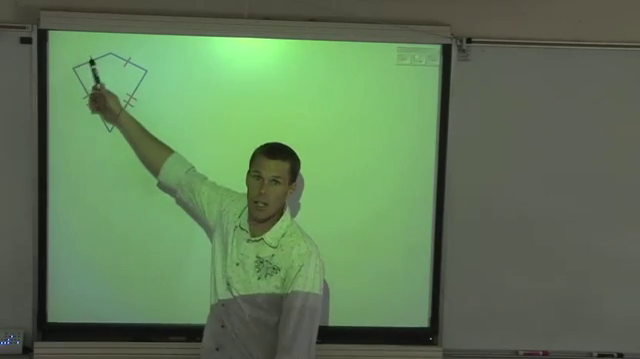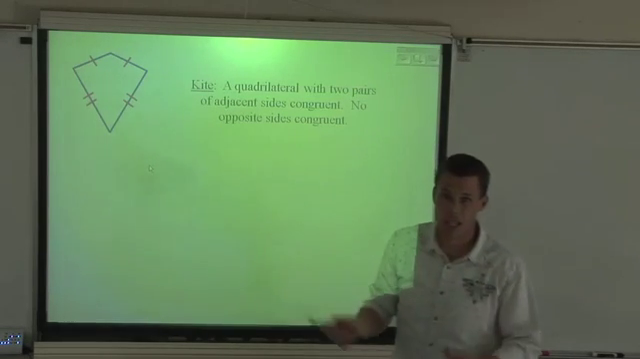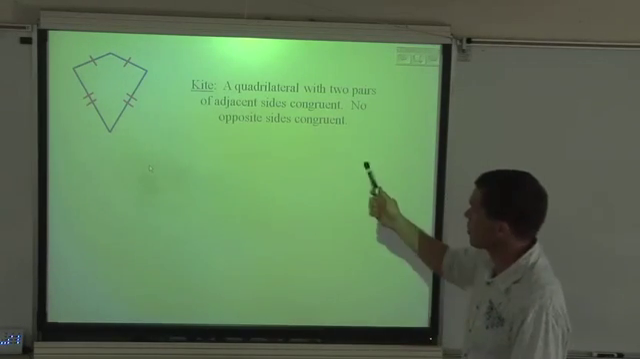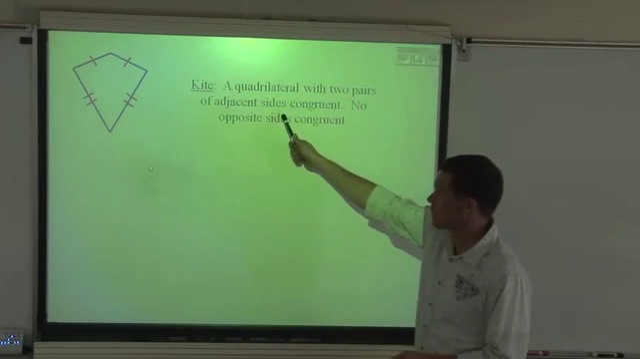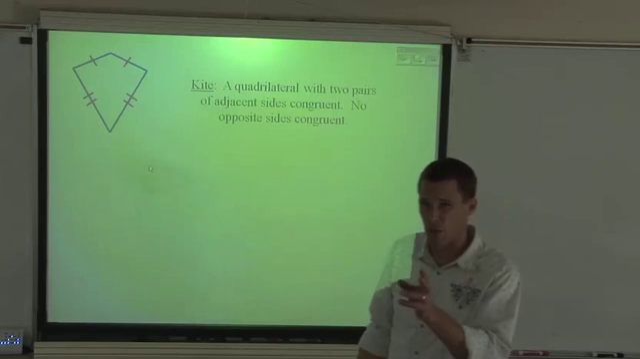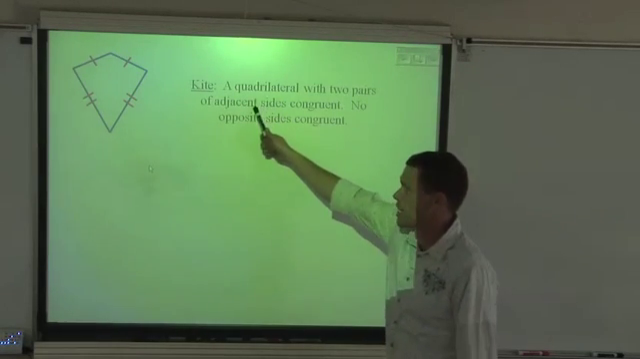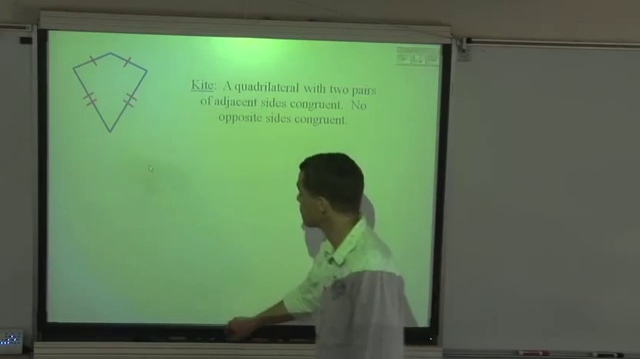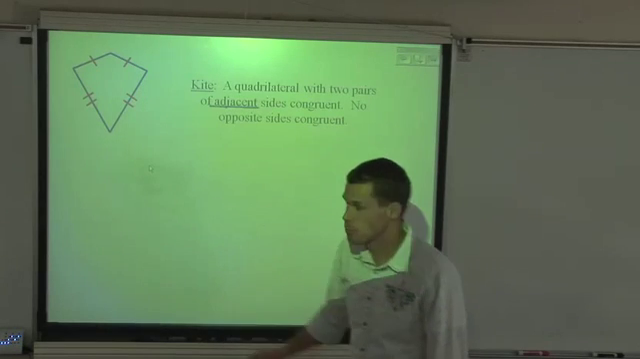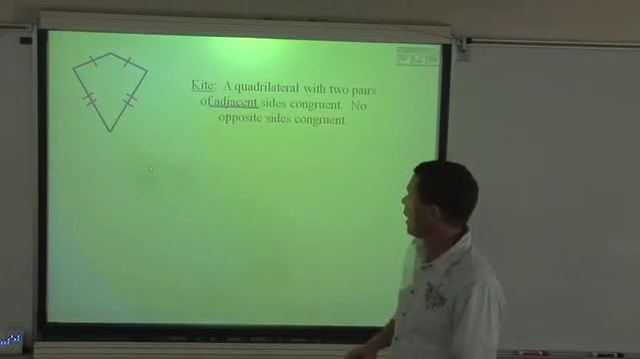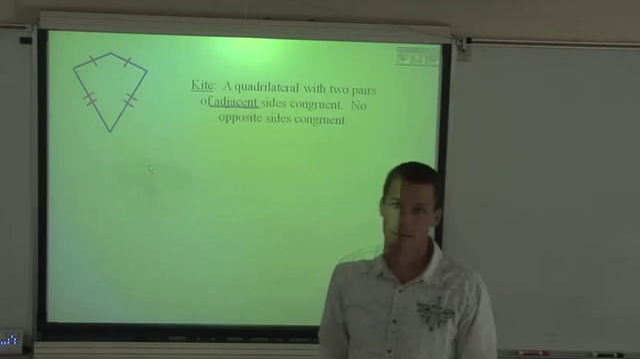Two pairs of congruent sides, but no parallel sides. So this would be a kite. A kite is a quadrilateral with two pairs of adjacent sides congruent, so we have to be careful. Rectangle has two pairs of congruent sides, but these have to be adjacent. That's the key word. Adjacent sides congruent. No opposite sides congruent, no parallel lines.